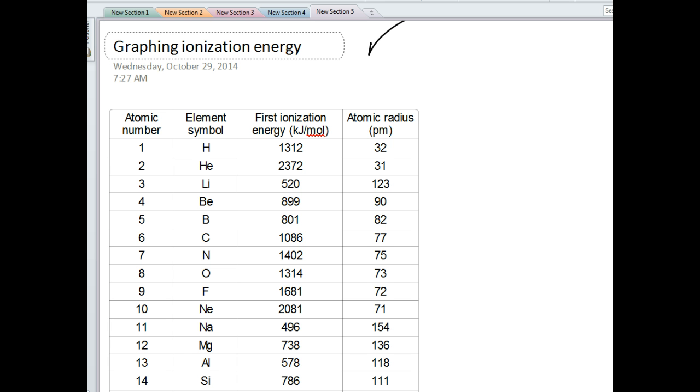Now, there also is atomic radius on this here. We're not going to worry about that right now. So what we're going to be graphing today is atomic number versus ionization energy. And they happen to give us the element symbol that goes along with each atomic number.